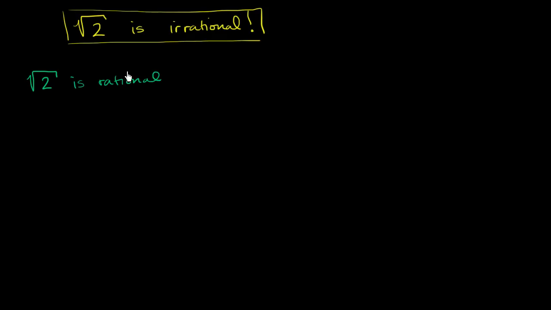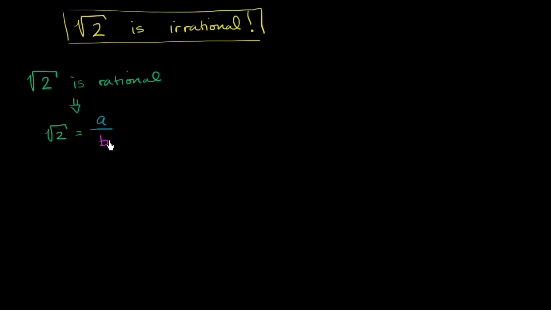Well, if the square root of 2 is rational, that means that we can write the square root of 2 as the ratio of two integers, a and b, and we can also assume that these have no factors in common. Let's say that they did have some factors in common. If we divided the numerator and the denominator by those same factors, then you're getting into a situation where they have no factors in common.